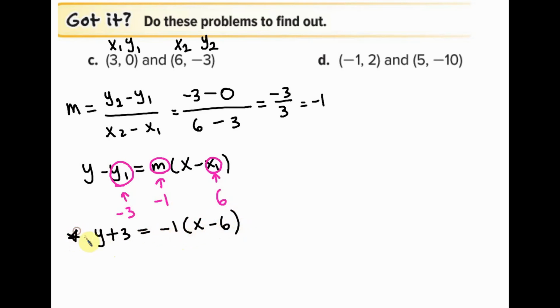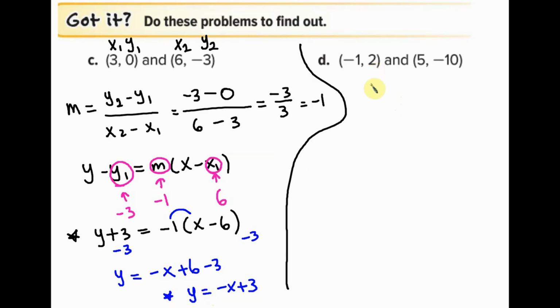This is the point-slope form, where if you are writing slope-intercept form from here, you're going to solve for y by subtracting 3 on both sides. Then it becomes y is equal to, if I distribute this, you will get negative 1x, and then if I distribute negative 1 with negative 6, it will become positive 6, and you have negative 3 at the end. So if you simplify this, y is equal to negative x plus 3, and this is your slope-intercept form.